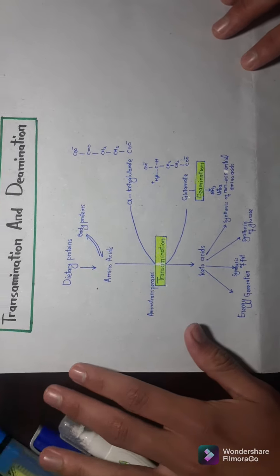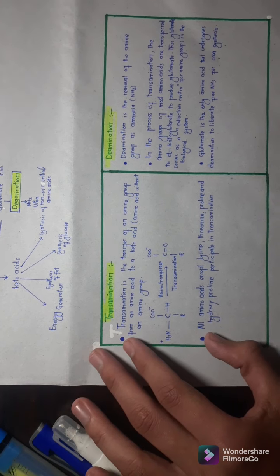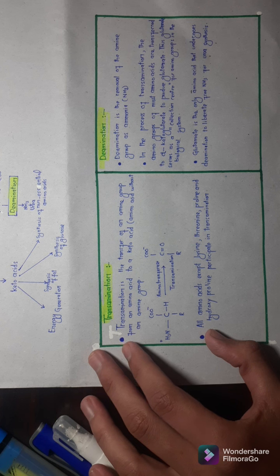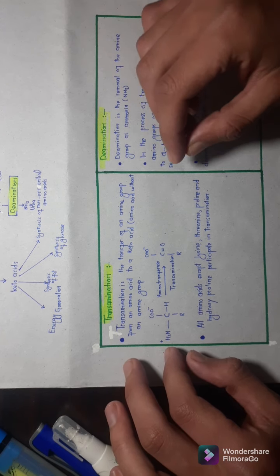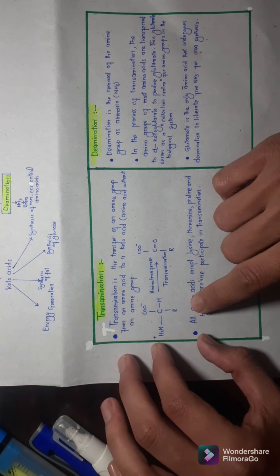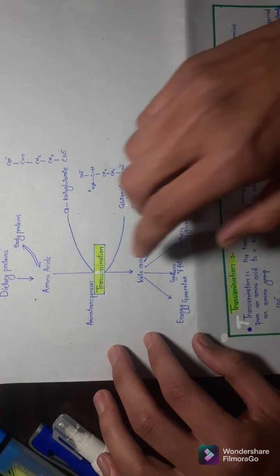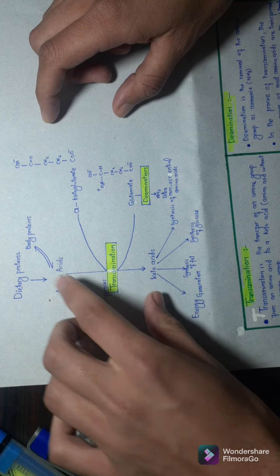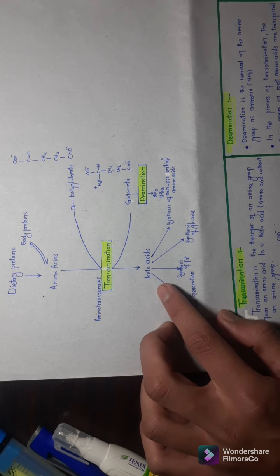Now, what is transamination and deamination in protein metabolism? So what is transamination? Transamination is the transfer of an amino group from amino acids to keto acids. What is keto acid? Amino acid without the amine group is known as keto acid. So this is known as transamination. So first of all, we have an amino acid, and this comes from dietary protein, body protein. So this amino acid converts into the keto acid. What is keto acid? Amino acid without an amine group.